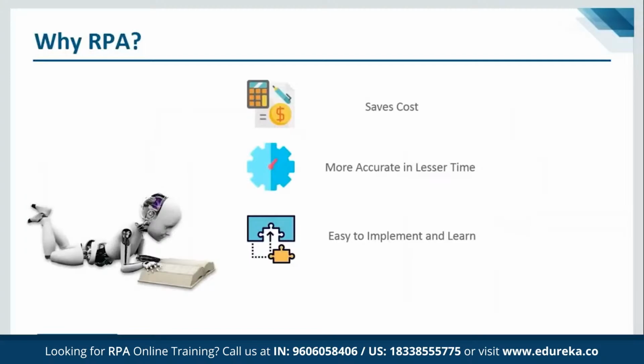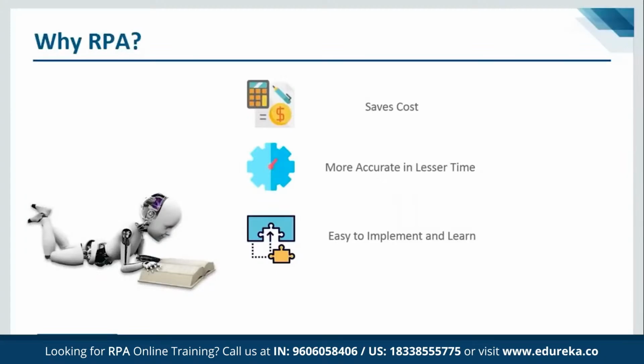If I'm the CEO of a company and I have to think about implementing RPA, what are the things I'll consider? First of all, RPA saves a lot of cost, because I'm downsizing my workforce by a drastic number. I'll not be paying salary to a lot of employees, and I'm also getting my work done very fast. So it saves cost, and like I said, it is more accurate in lesser time, because machines do not commit mistakes, guys. They never get tired, they never commit any error, and hence they are very accurate, and they do each and every task in the least time possible.